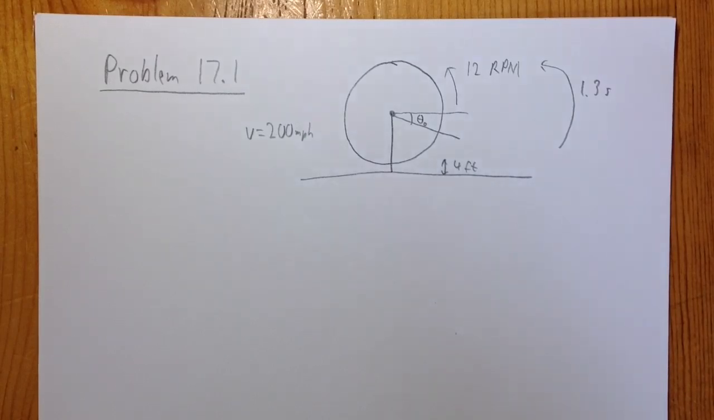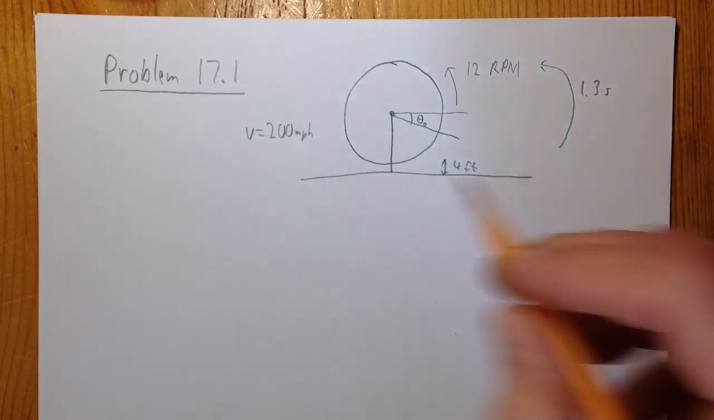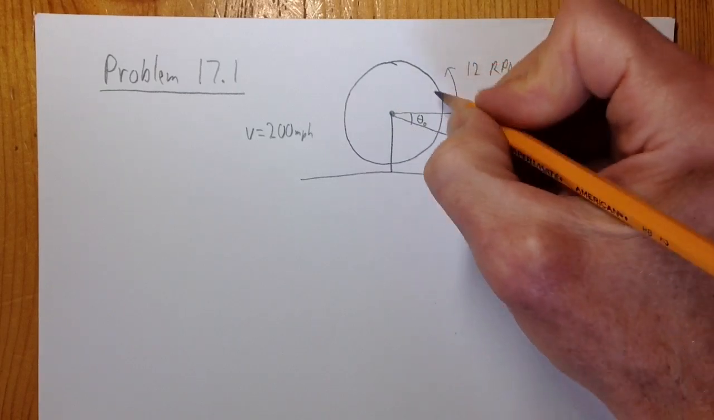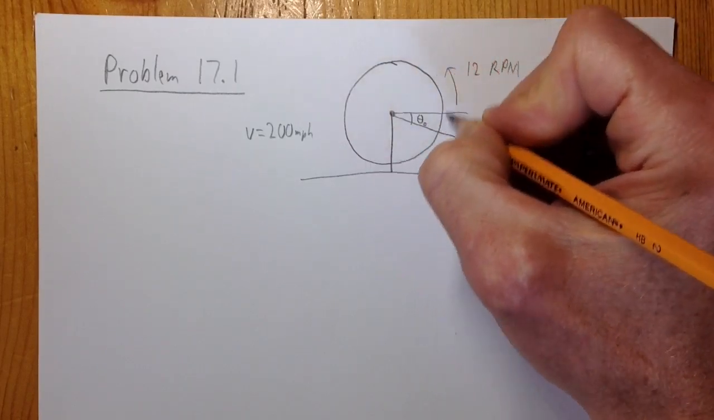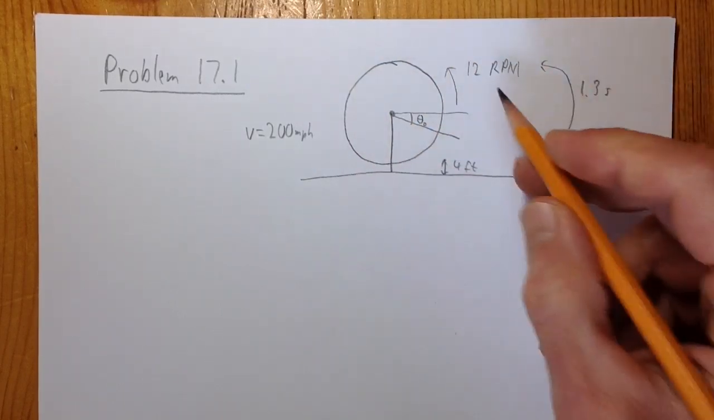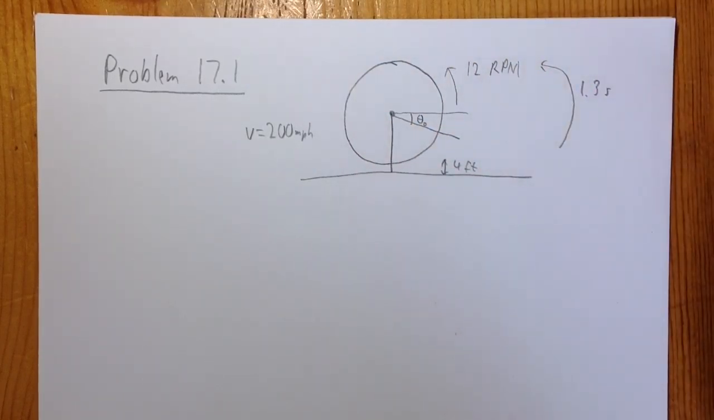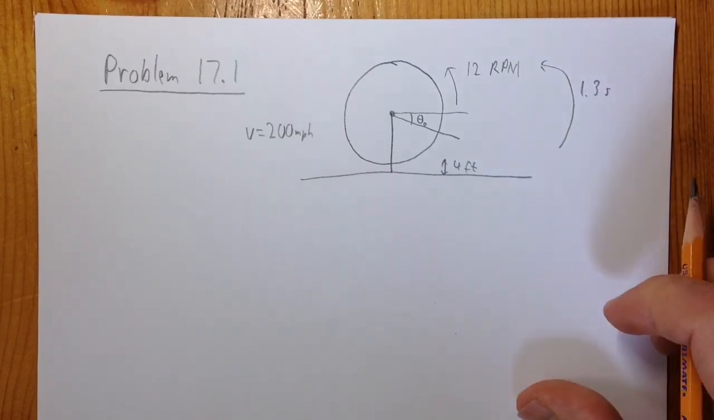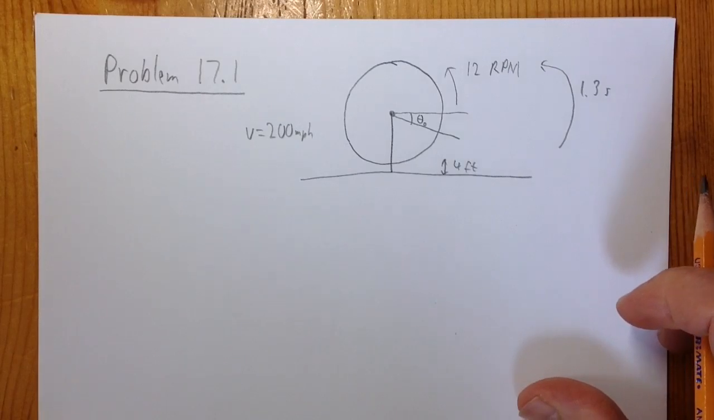And then the point of this chapter 17 problem is we want the coordinates of this person. Where is this person as a function of time as they whip around this thing at 200 miles an hour, which is 12 rotations per minute? Okay, so that's the overall idea here, and again we're going to do 16.5 along with the 17.1 problem.